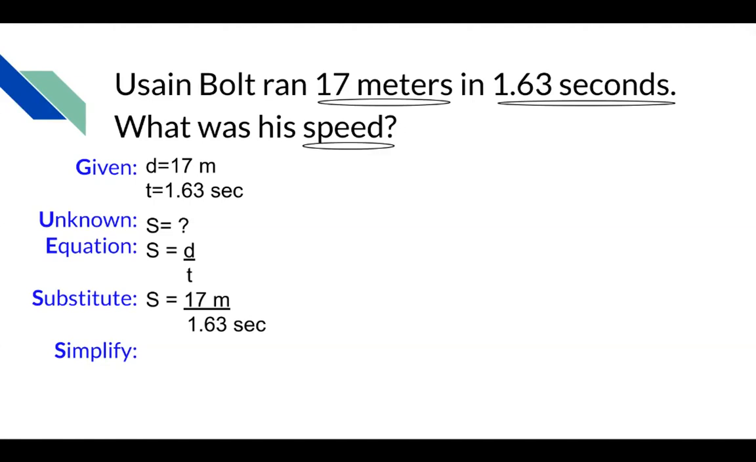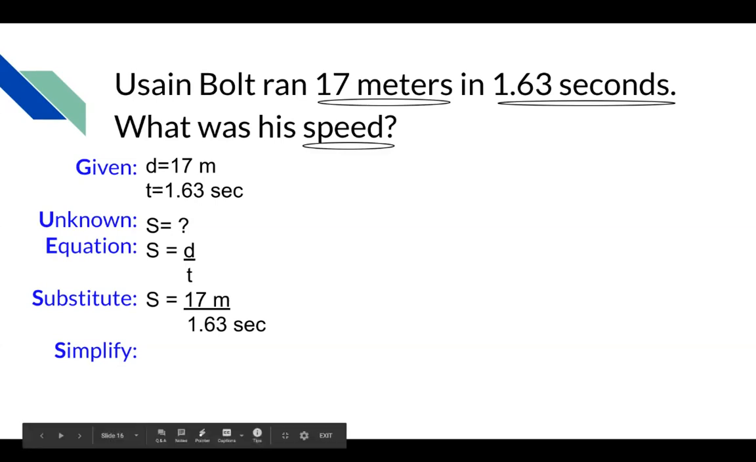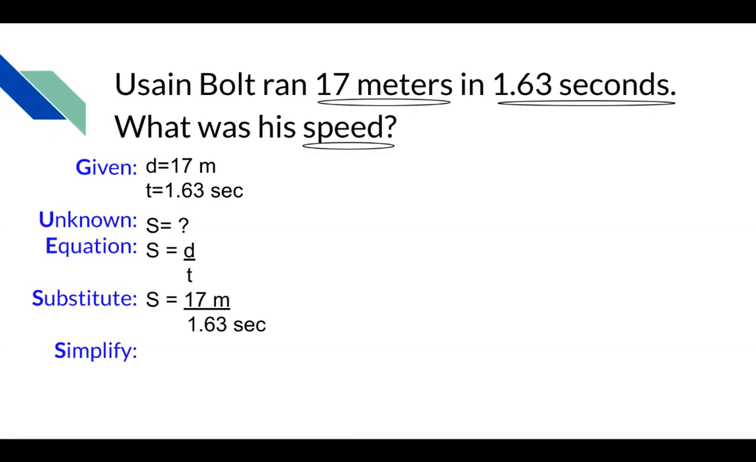My final step is to simplify, or I like to say solve. Now solve it, right? What's the answer? So you need a calculator. I should pop up a calculator; I'll do that next time. We're going to put 17 divided by 1.63.